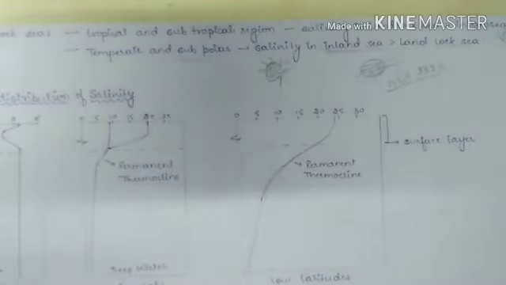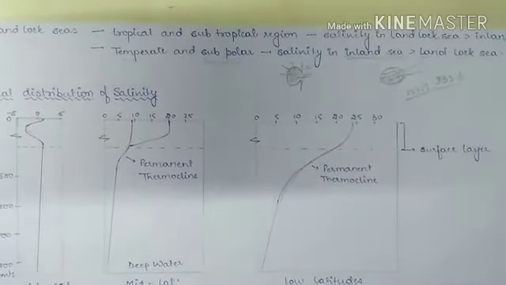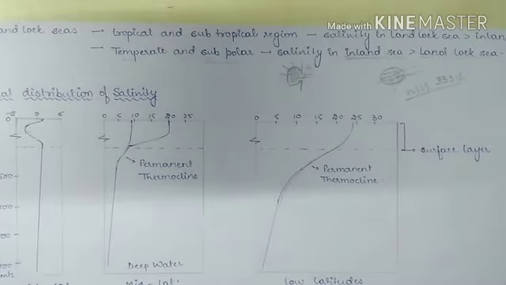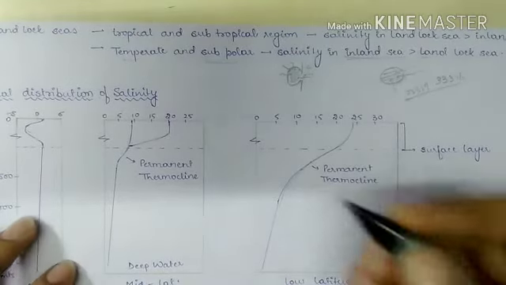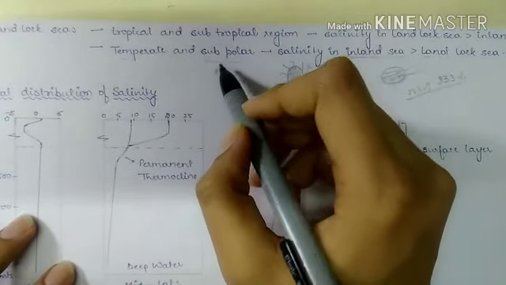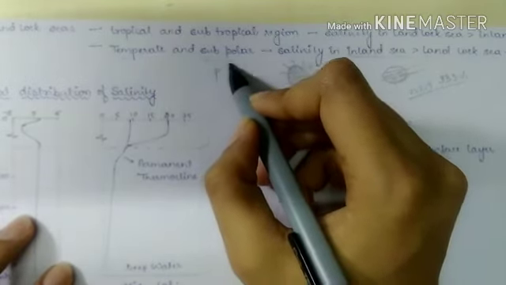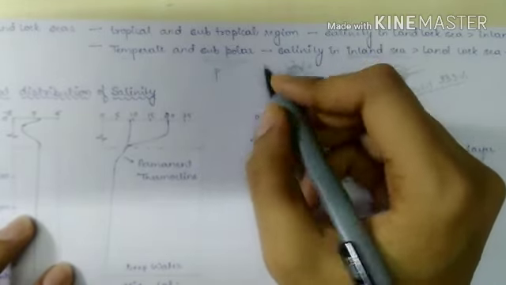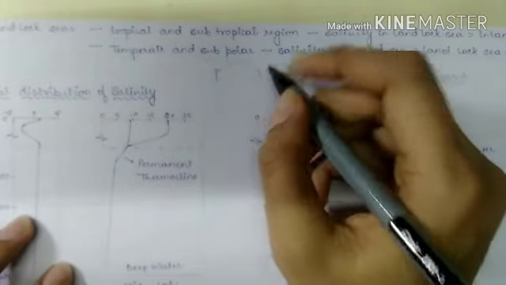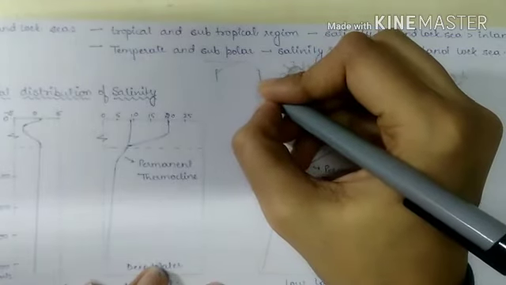Now we will look into the vertical distribution of salinity. But before looking into the vertical distribution of salinity, we will look into the annual variation in surface salinity. So the annual variation in surface salinity is maximum in the tropical region, and it decreases as we move towards the pole.